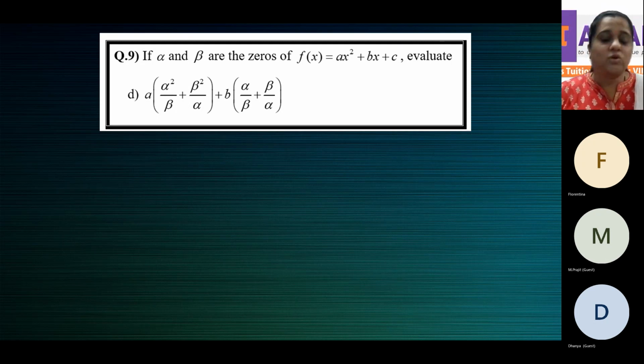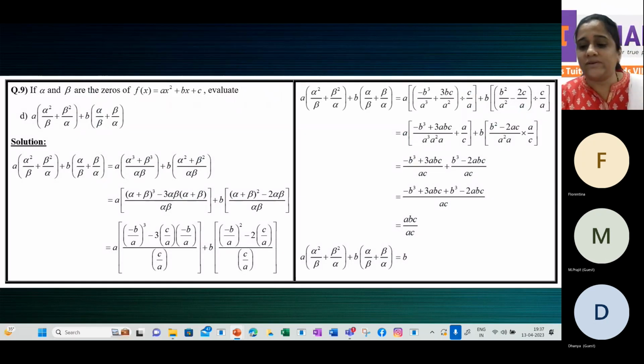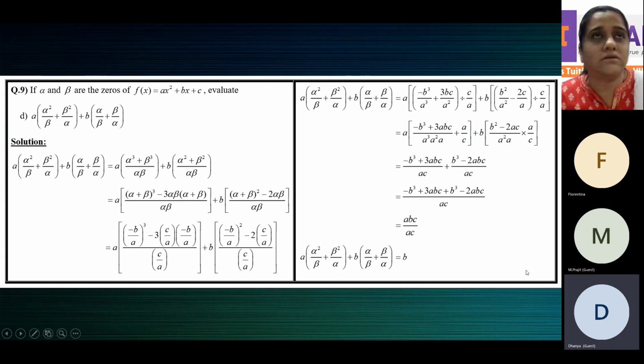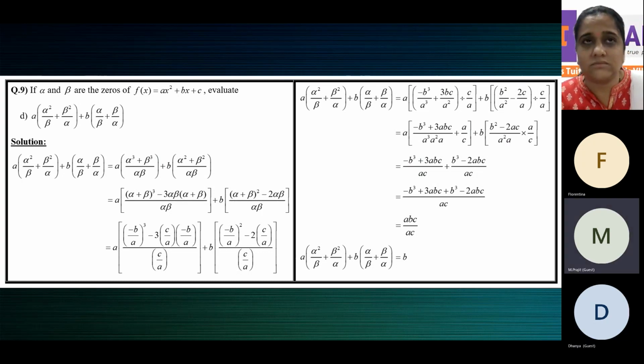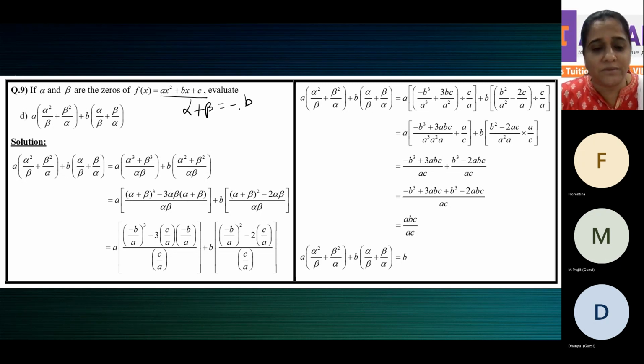Okay, this is the next one. Online students, was the earlier one clear? Yes, ma'am. Okay. Now again, we see here f of x is ax square plus bx plus c, which means again alpha plus beta is minus b by a and alpha beta is c by a.